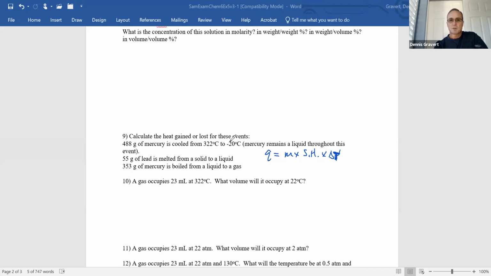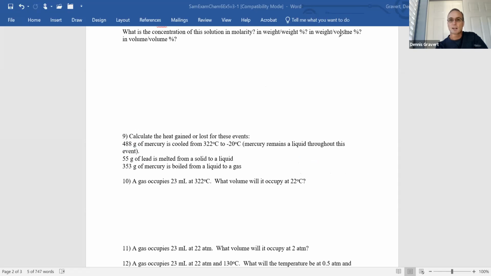So you got your change in temperature, which will be the final. So the final temperature is minus 20, minus the initial. Your specific heat, well, it's for mercury. You need to go look that up. And 488 is the number of grams. So specific heat of mercury, we need to go find that.